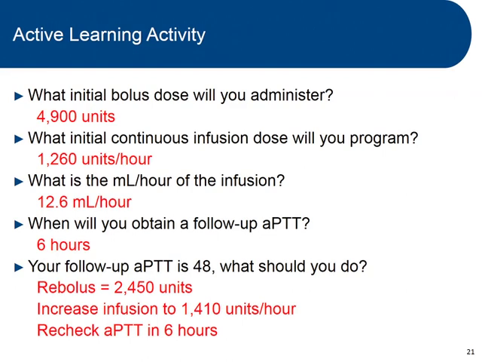Okay, so hopefully you had some time to answer all of these questions. We're going to go through the answers at this point. So the first question was, what initial bolus dose will you administer?